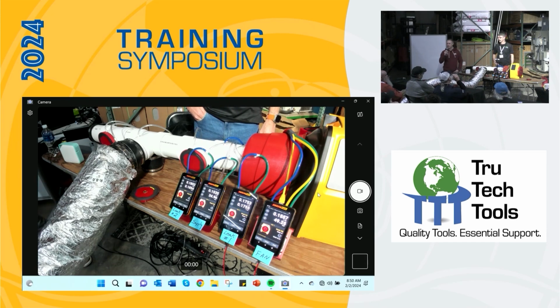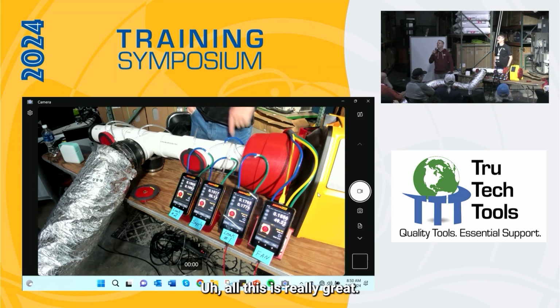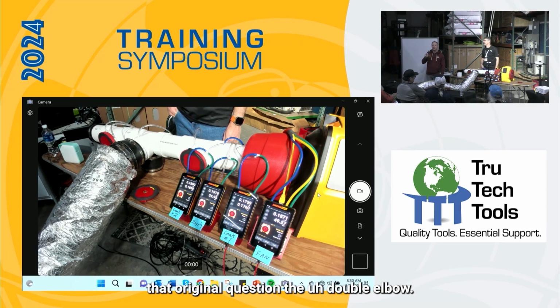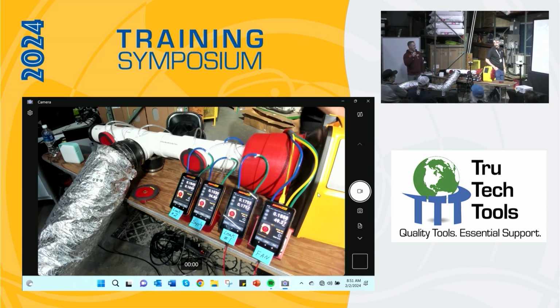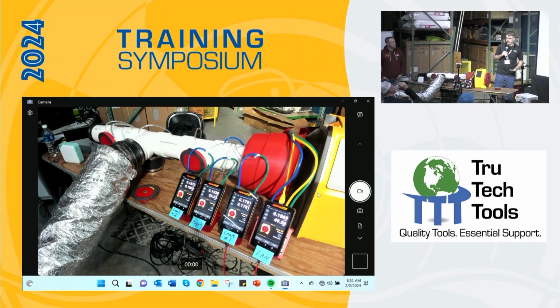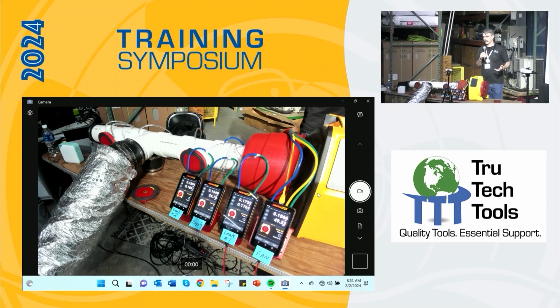Any other questions or anything like that before we wrap up? The S turn. He was wondering, what would you do in place of that? So the question was, that double elbow that I showed earlier, what's the solution for that?